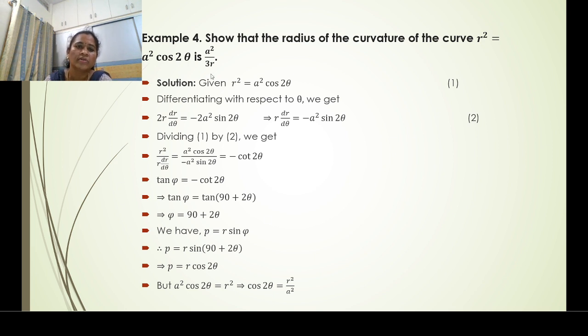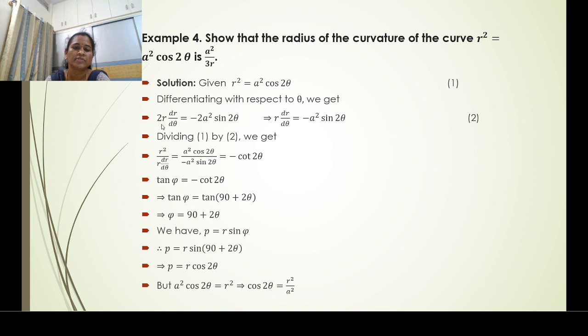Okay, next we move on to example 4. Show that the radius of curvature of the curve r square is equal to a square cos 2 theta is a square by 3r. Okay, we can move on to the solution part. In the solution part, the given curve equation is r square is equal to a square cos 2 theta. Differentiating with respect to theta, r is a function of theta.